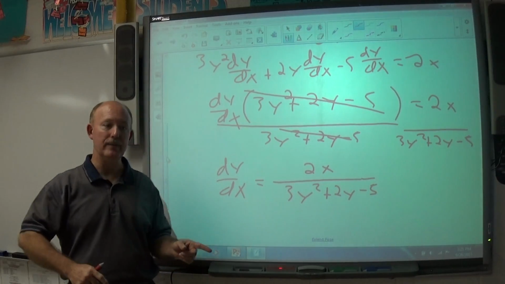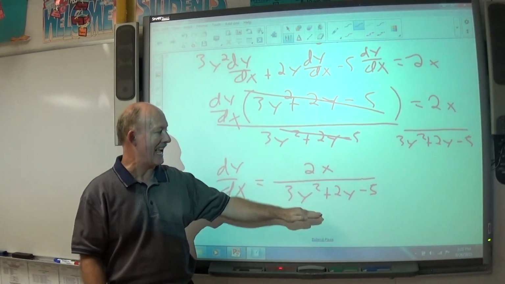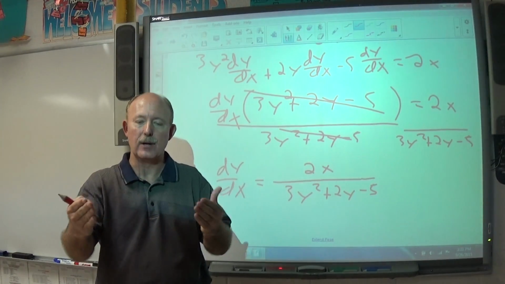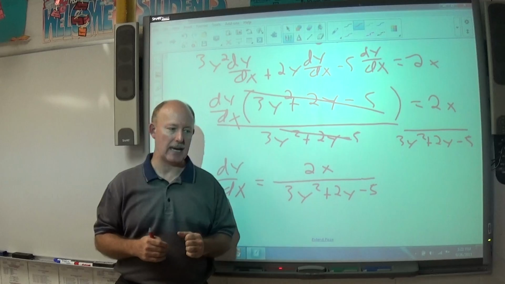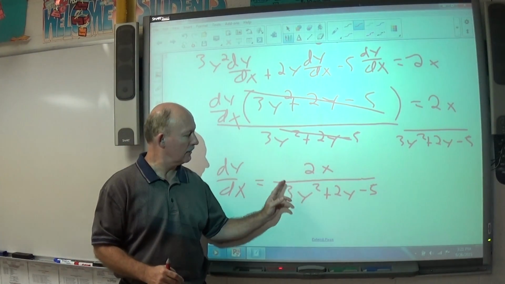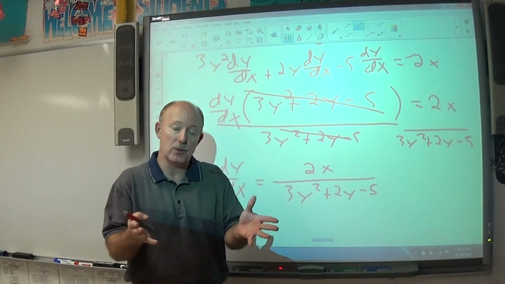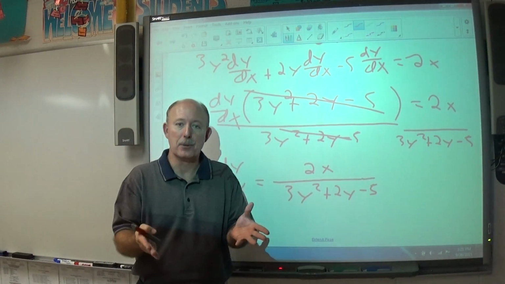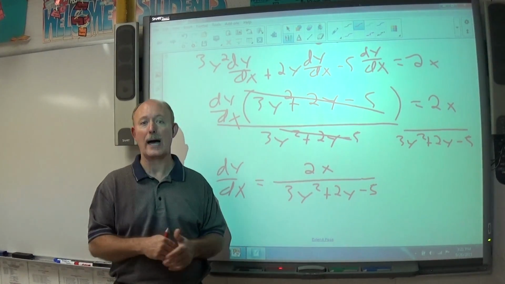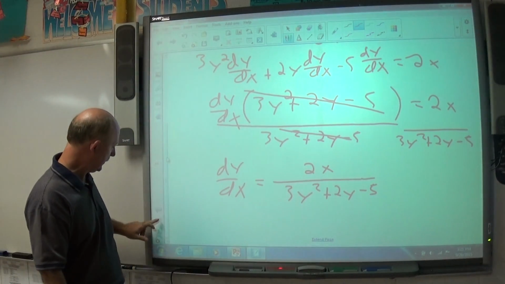Now, that's our derivative. Notice now the derivative is described in terms of x and y. So a lot of times, you may have 2 different variables there in your derivative, which is okay. So dy over dx, that is your derivative, is equal to 2x divided by 3y squared plus 2y minus 5. Now, if we need to find the slope at a particular point, you use your derivative and you've got to substitute in for x and y. So you've got to substitute them both in. Okay, let's try another example.